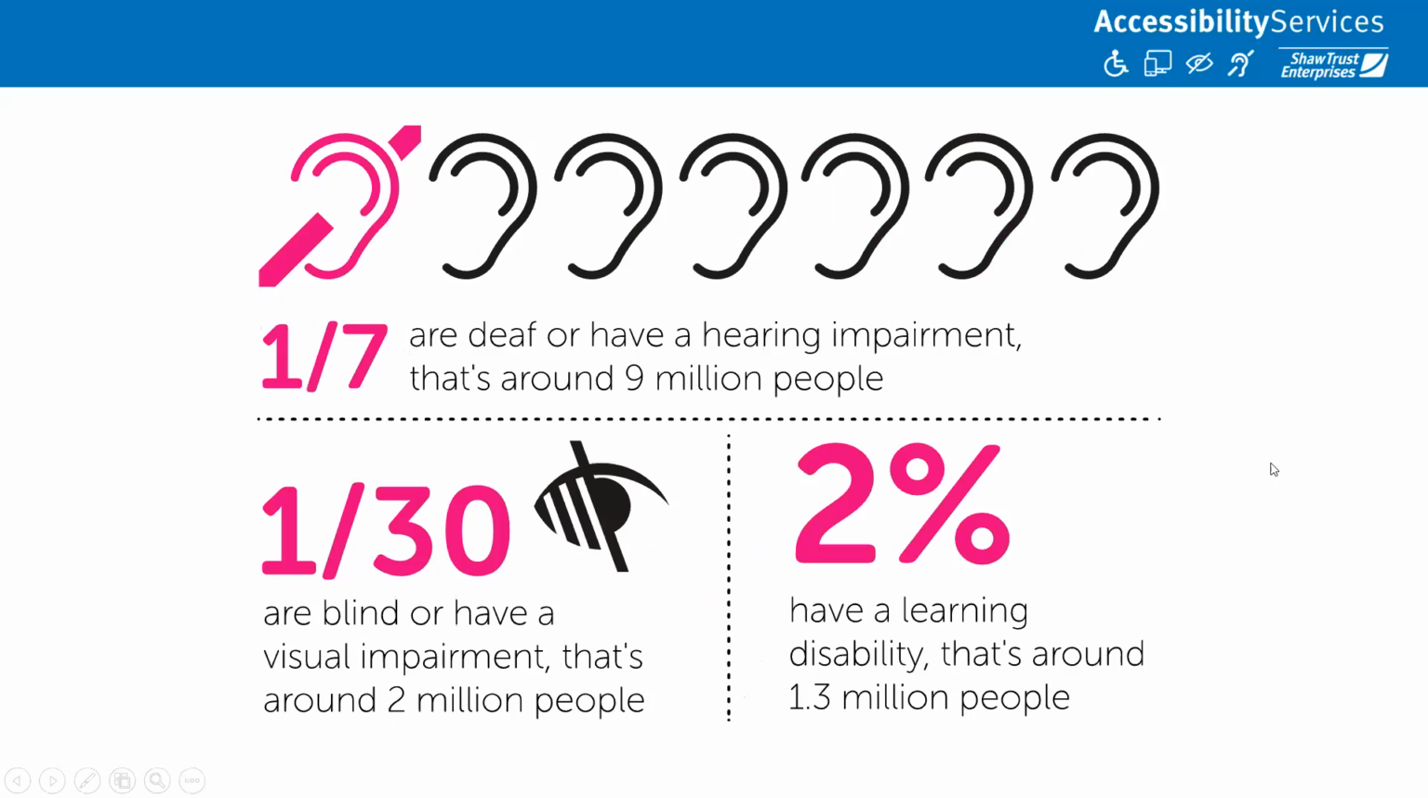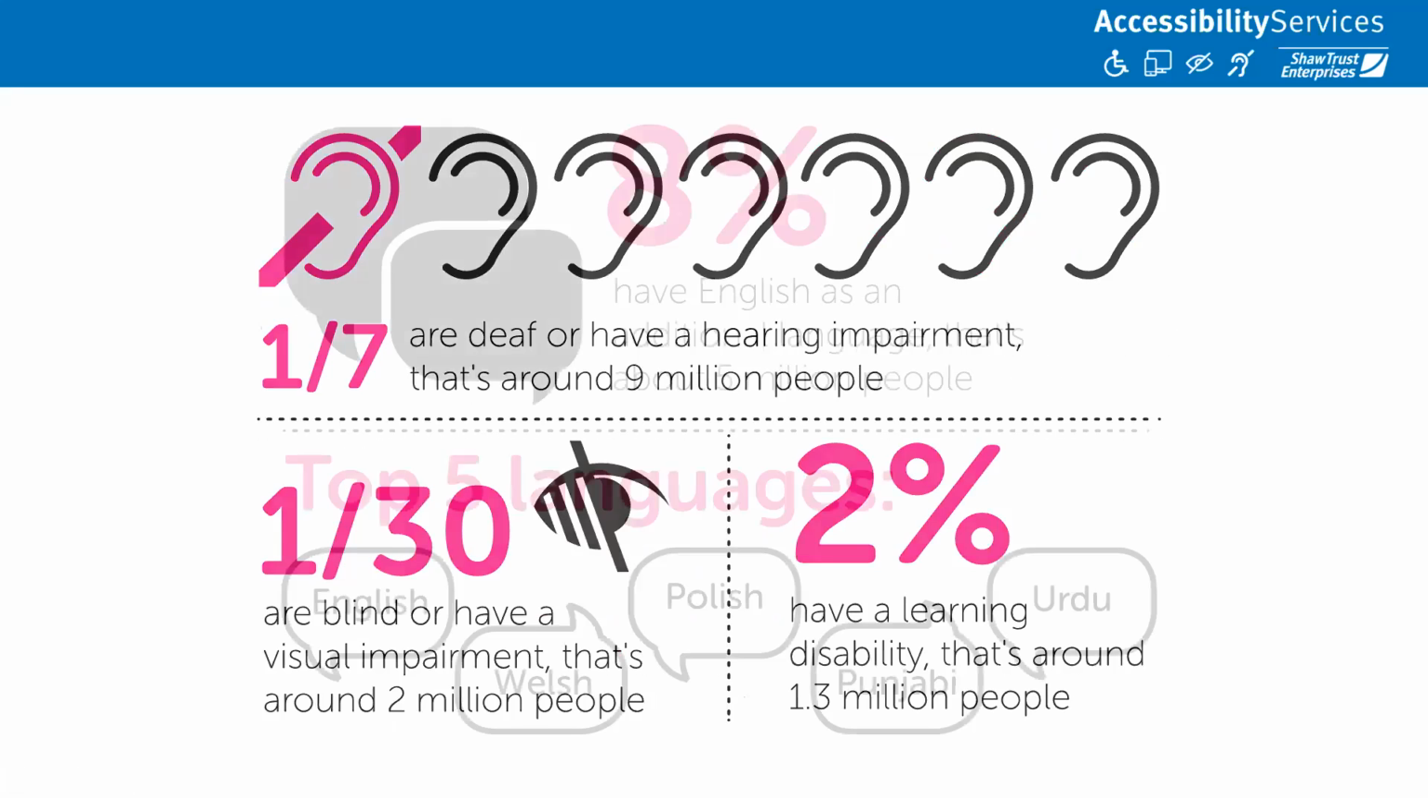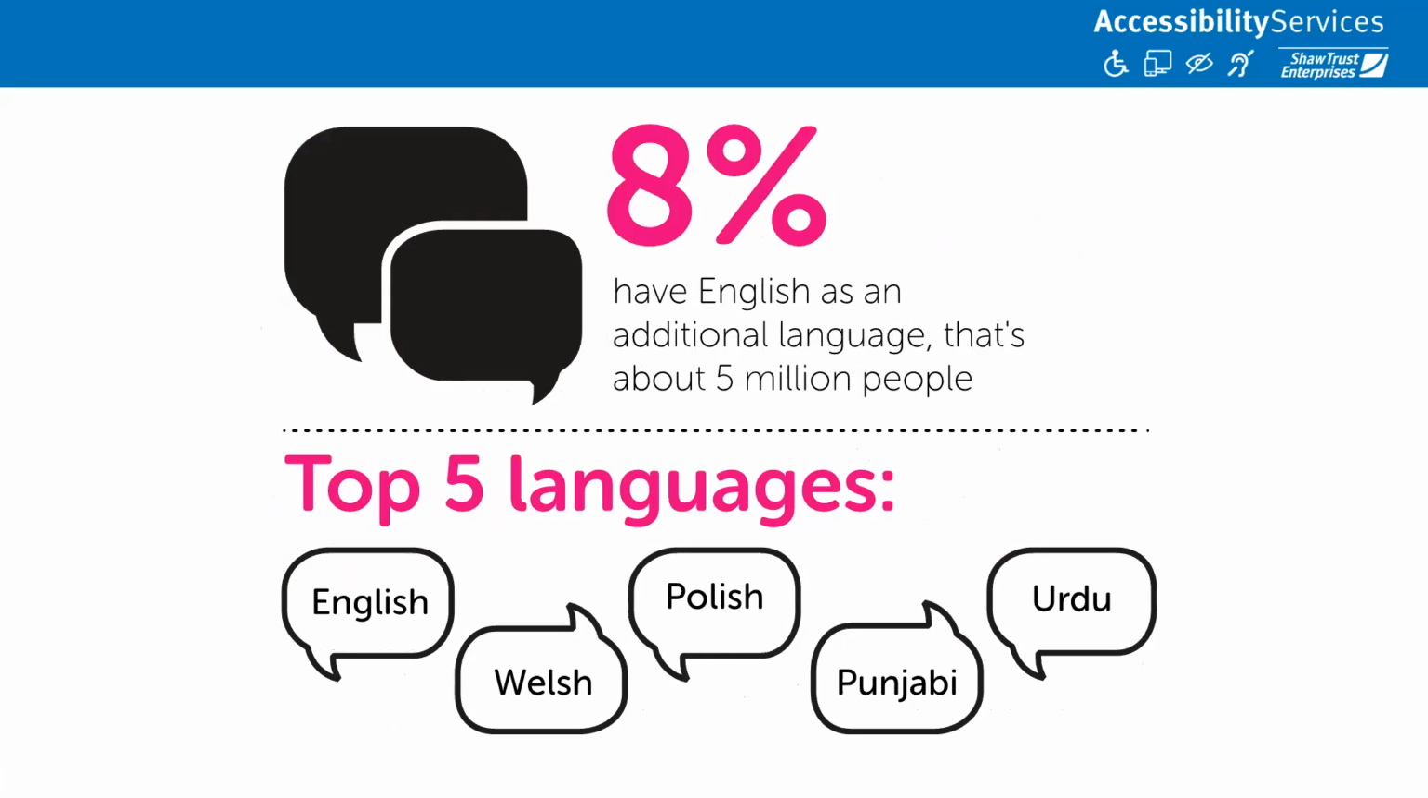1 in 7 are deaf or have a hearing impairment, 1 in 30 are blind or have a visual impairment, and 2% have a learning disability. So again, quite large numbers. 8% of the population have English as an additional language, and the top 5 languages in the UK are English, Welsh, Polish, Punjabi, and Urdu. So if you're only producing your content in English, you might be missing out on a significant chunk of your audience again.